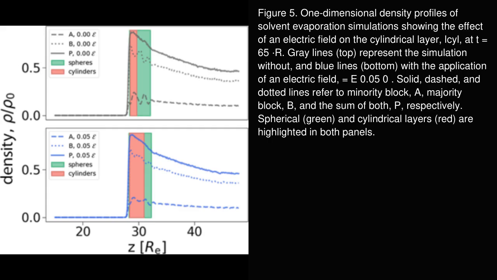Without an electric field, the polymer density profile exhibits an extended spherical layer with a thinner cylindrical layer above. The presence of an electric field leads to a distinct increase in the thickness of the cylindrical layer, while the spherical layer size remains relatively unchanged. This observation indicates that the electric field primarily shifts the polymer density thresholds related to the order-order transition, promoting elongated cylindrical domain growth at the expense of spherical domains.